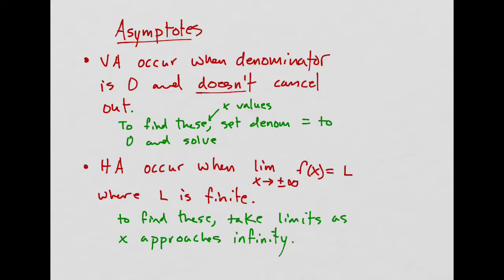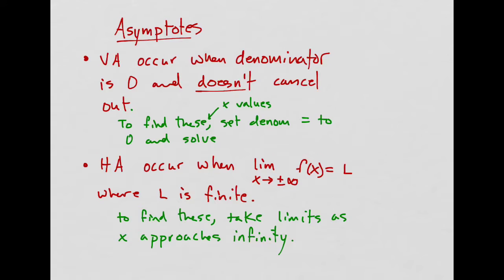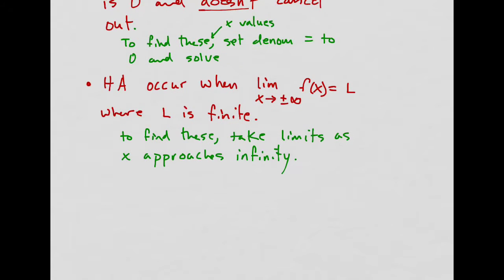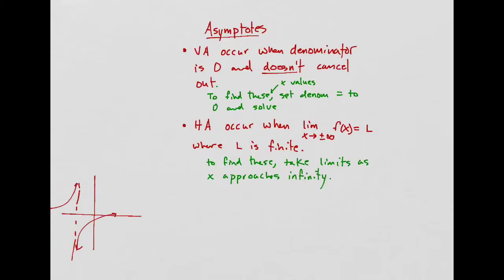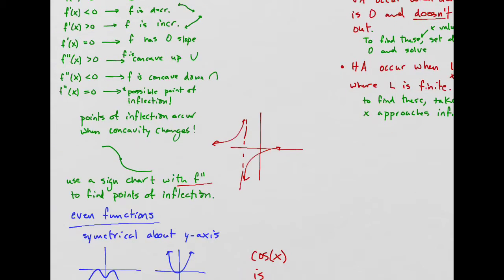To find these x values for where you have vertical asymptotes, you set the denominator equal to 0 and you solve. Horizontal asymptotes occur based on the limits as x approaches positive or negative infinity. If that equals some finite number, then you have a horizontal asymptote. If this equals infinity or negative infinity, you don't have an asymptote. It just grows or decreases without bound. You take the limits as x approaches both infinities to find the horizontal asymptotes.